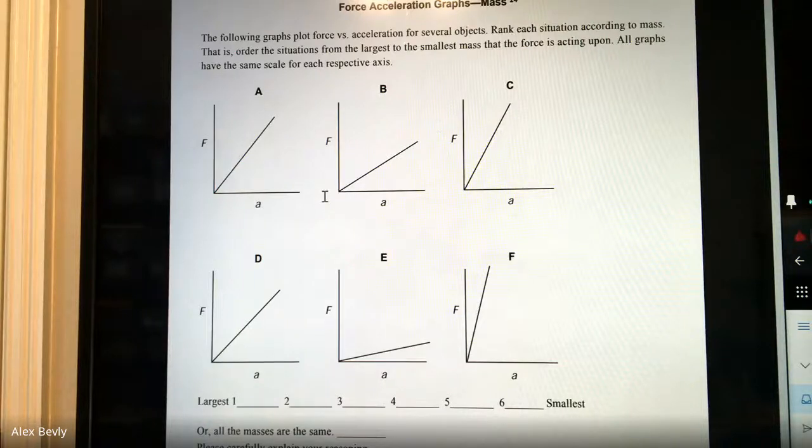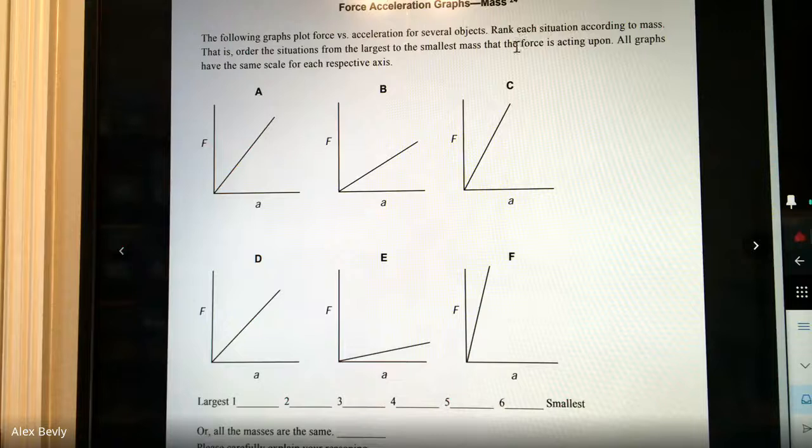Again, there's a few ways of looking at these graphs. You can either look at the slope, you can look at the area, or look at the actual position where you're at on the graph. So I could do the area to get force times acceleration. I could do the slope to get force divided by acceleration. Or I could just say at this certain point for this force, I have this acceleration. So 3 different things we can look at on these graphs.